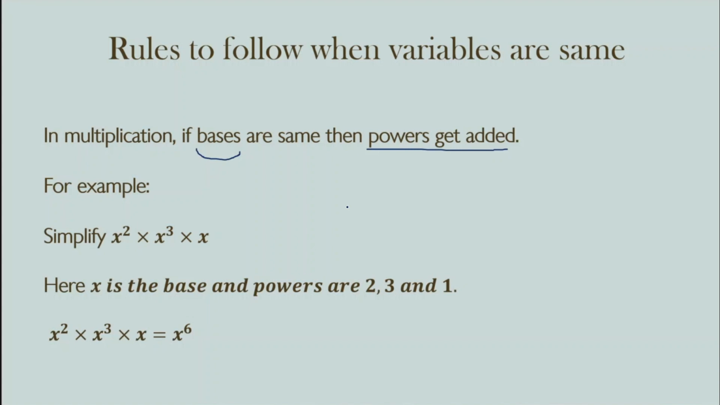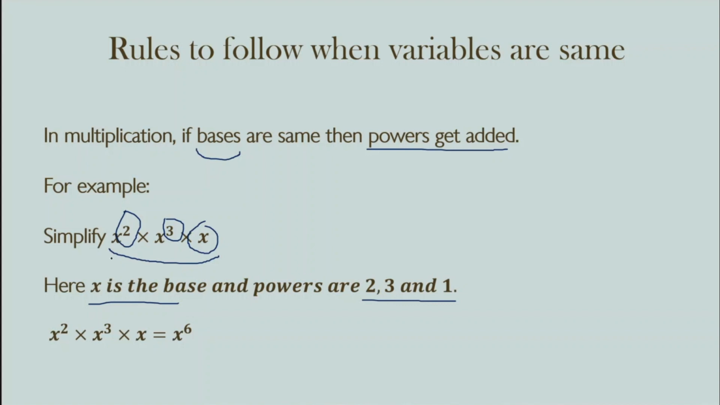I'll try to explain it with the help of an example. For example, x square times x cube times x. If you look carefully, you can see that the variables are the same. So the base is x in all three algebraic expressions. X is the base and the powers are 2, 3, and since there is no power above x, it means it is x raised to power 1. So x is the base and the powers are 2, 3, 1.